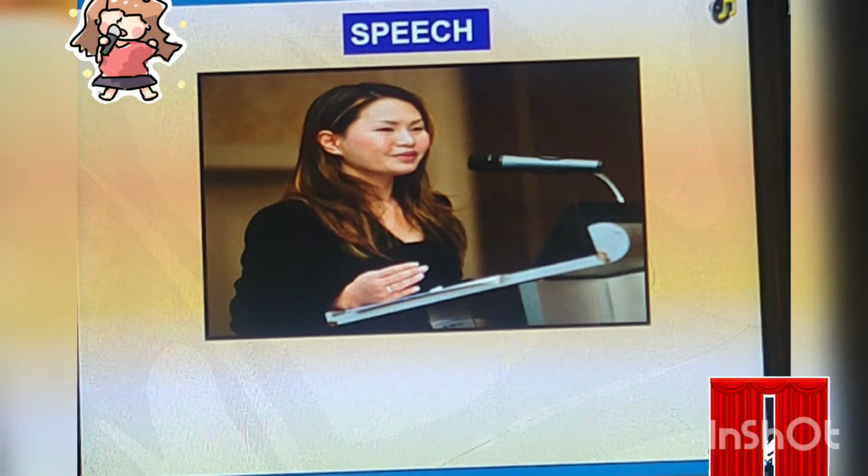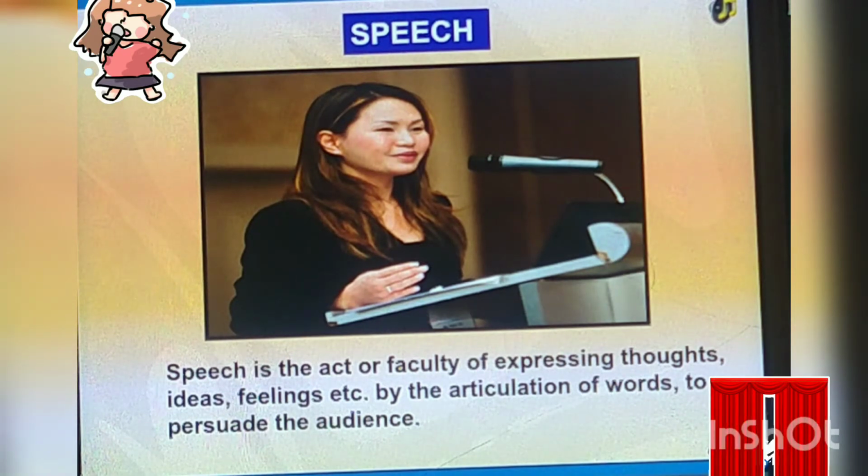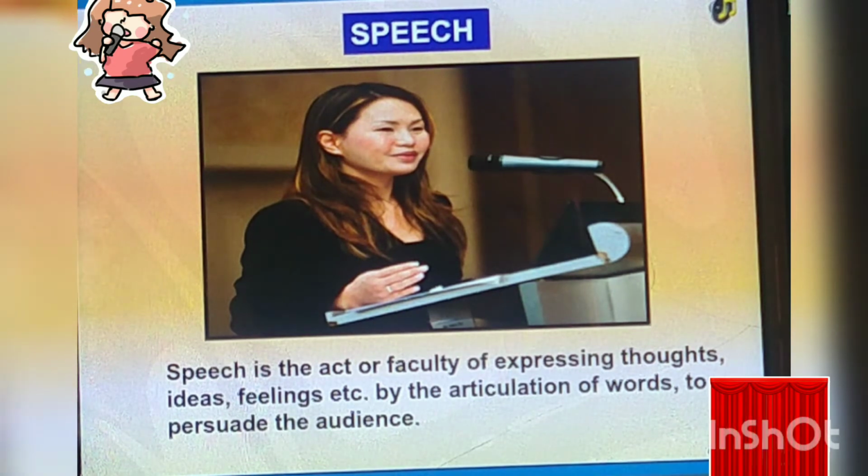See, look at that girl or lady delivering a speech. Speech is the act or faculty of expressing thoughts, ideas, feelings, etc. by the articulation of words to persuade the audience. Persuade means you try to convince the audience.